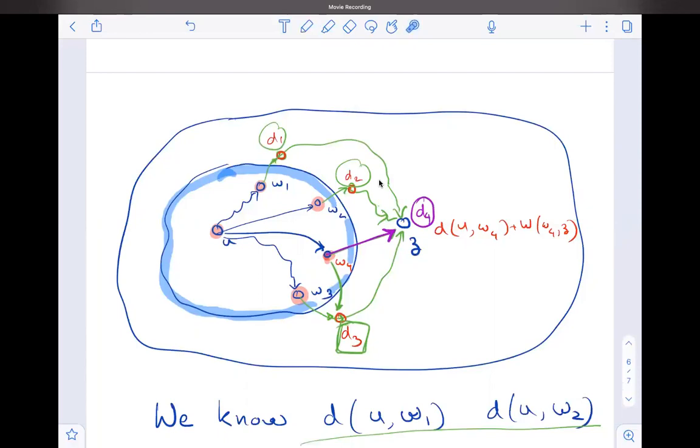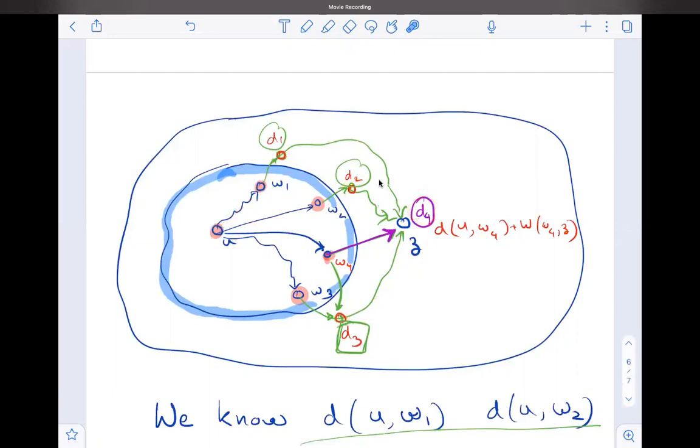Namely, I could have taken this path, or this path, or this path, or maybe even this path. But in all the paths, I have to go through U to this one and then to Z, or U through this one and then through Z, or U through this one and this to Z. But going from U to this vertex, already I have to spend D1 amount of time. The cost of it or weight of it is D1, which is more than D4.